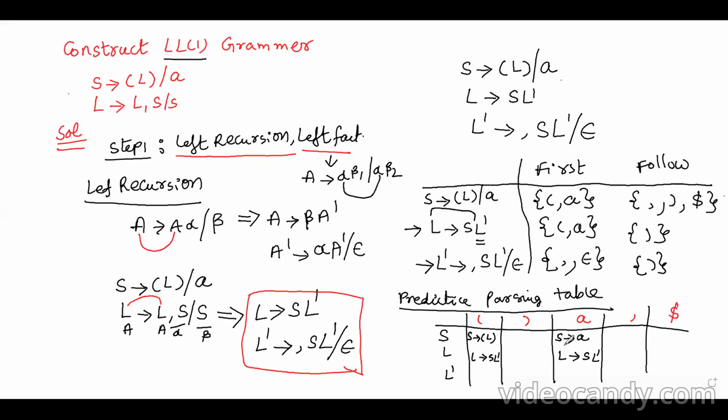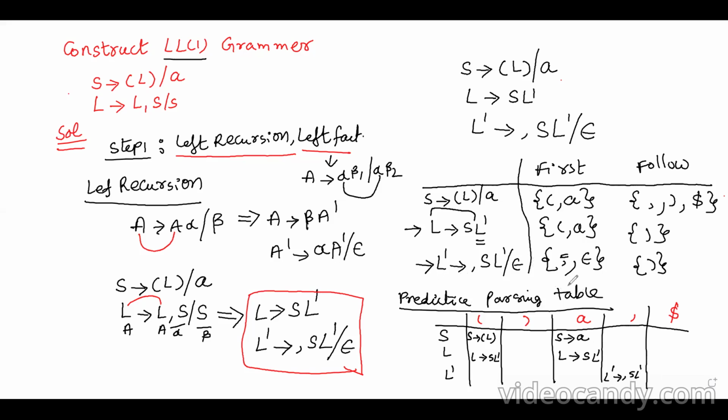So this is called the construction of the predictive parsing table. Now we are going to construct L dash. L dash tends to comma S L dash. The first one is the comma, the second one is the epsilon. So when you see L dash tends to, what is the first value? Comma is there. So in place of comma, you must write L dash tends to comma S L dash.